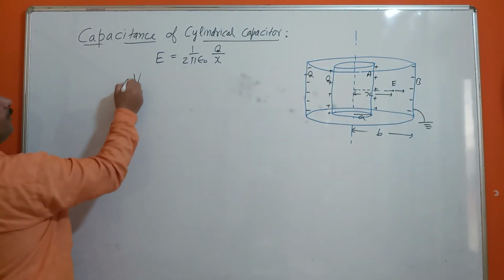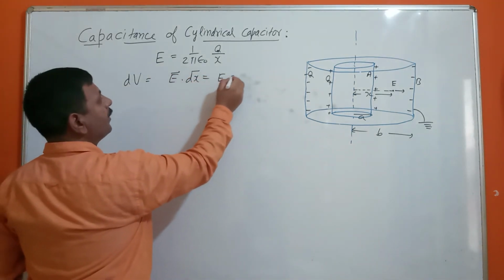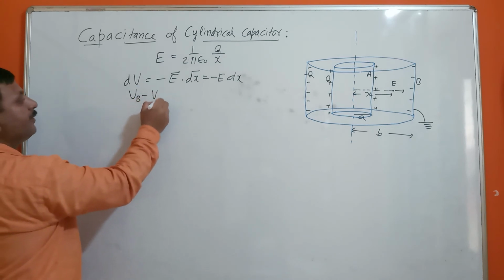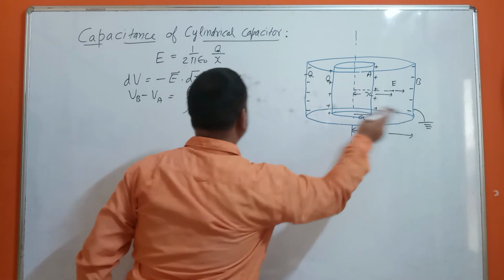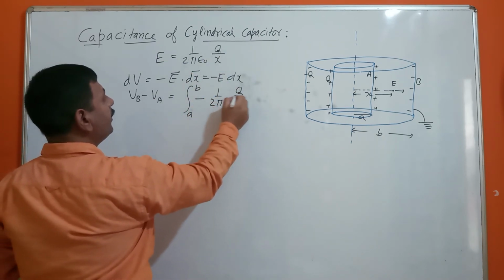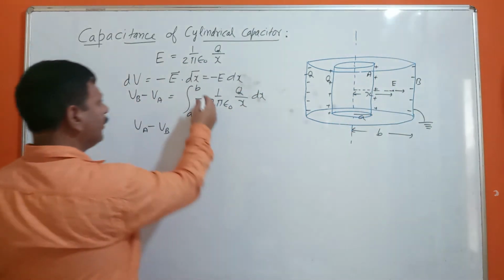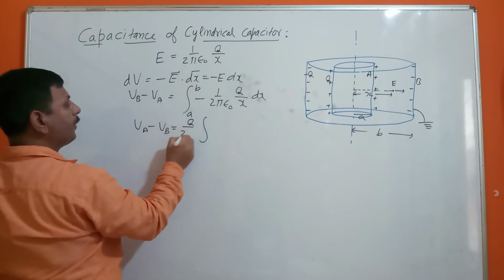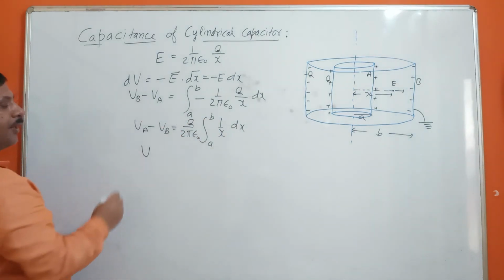So the potential difference dV is E dot dr. E and dx have the same direction, so dV is equal to E dx, with a negative sign. So this is VB minus VA. To find the potential difference between A and B, you have to integrate from A to B. So VB minus VA is the integral of E, which is 1 upon 2 pi epsilon naught Q upon x dx. So VA minus VB: the negative sign becomes positive. I take out Q upon 2 pi epsilon naught, and integrate 1 upon x dx from A to B.